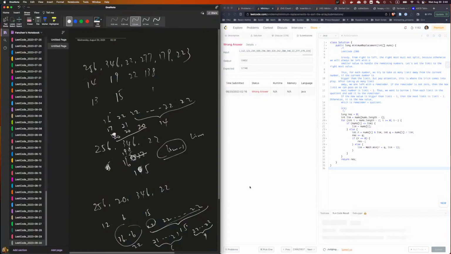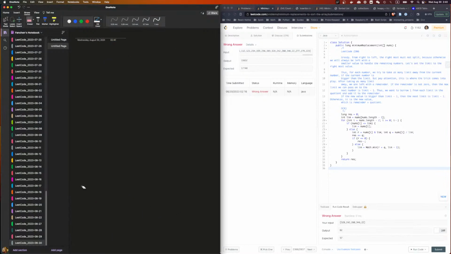Alright, let's give this test case a shot. We have 328, 242, 260, 346, and 22. Alright. Our analysis: 346 divided by 22, so we have 15. Okay, so 346 minus 22 times 15, we're left with 16, right?